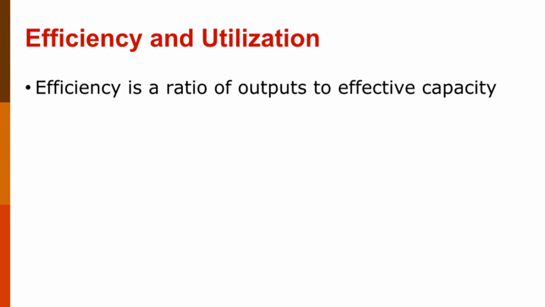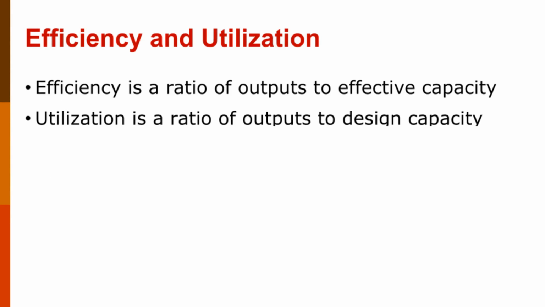Efficiency is the ratio of actual output to effective capacity. In other words, it tells you how well or poorly you used its effective capacity. Utilization is similar. It is the ratio of actual outputs to design capacity. So, how effectively you are using that design capacity.